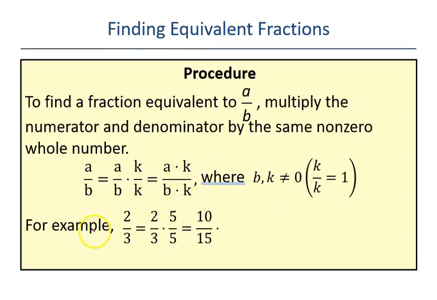And notice here where it says b and k can't be 0, obviously, because we cannot have a 0 in the denominator. So for example, 2/3 is equal to 2/3 times 5 over 5. Well, that equals 10 over 15. If we reduce this back out, notice if I prime factorize this, that's going to be 2 times 5 over 3 times 5. The 5's cancel out, and notice I'm back to my 2/3.